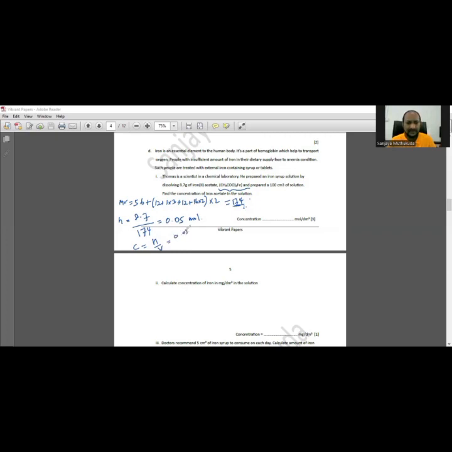Moles is 0.05. Volume is given as 100 centimeter cube, that means 0.1. So it is 0.5 mole per decimeter cube. So answer is 0.5. You get 1 mark for this, and 1 mark for this, and another mark for this. This is how you can earn 3 marks for this question. Hope you understood how to solve the question. Then move on to the next one.